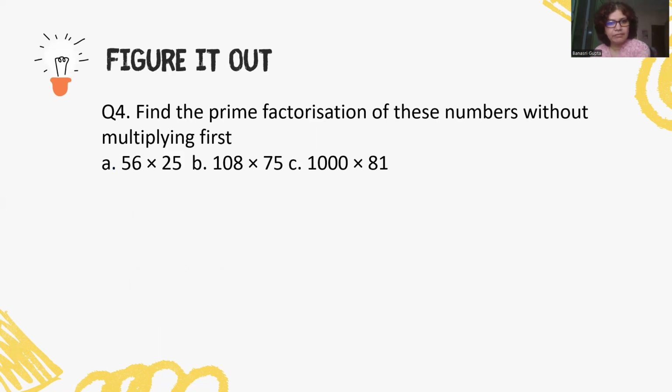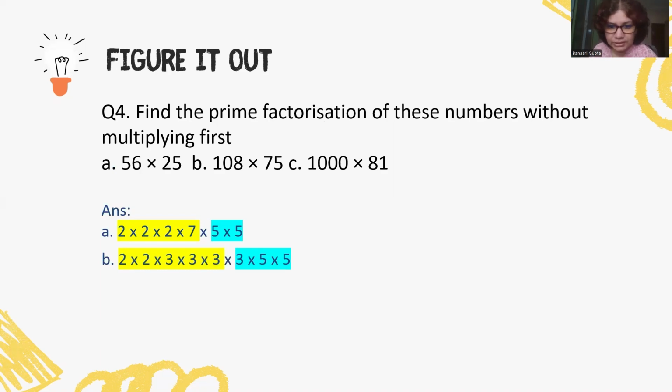The next problem is, find the prime factorization of these numbers without multiplying first. We know that each number has a unique prime factorization. We don't need to multiply. So for 56 we'll separately find the prime factors, and for 25 also we can separately find the prime factors. 56 is 8 sevens. 8 is again made up of three 2s. If we multiply 2 three times, then we get 8. So 2 into 2 into 2 into 7 is 56. And 25 is 5 squared, that is 5 into 5. Similarly, we do it for the other numbers also.